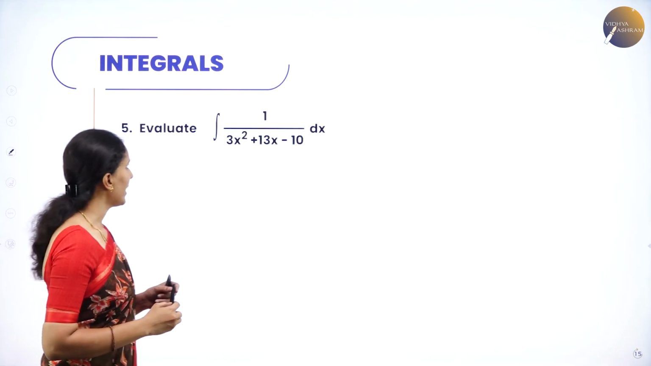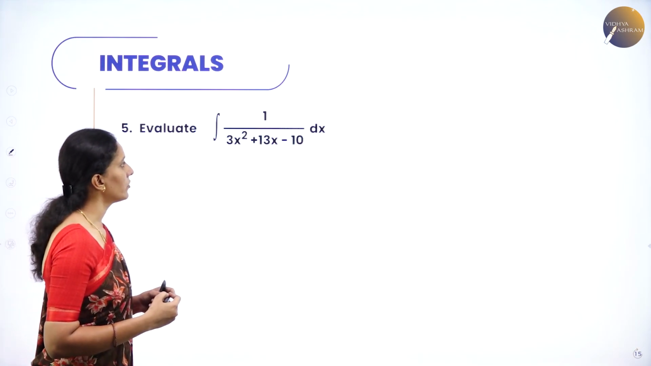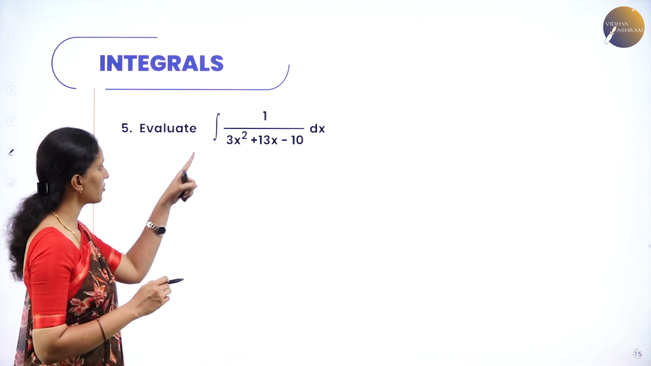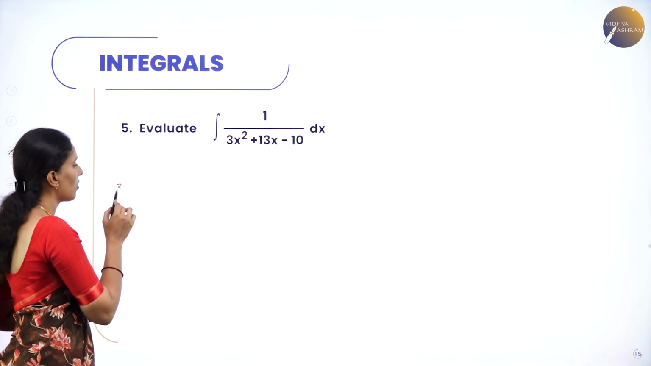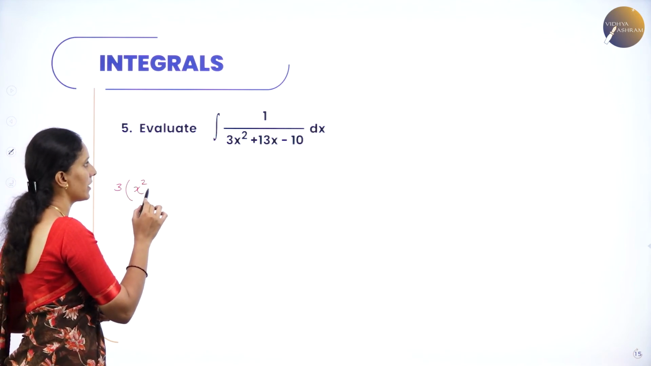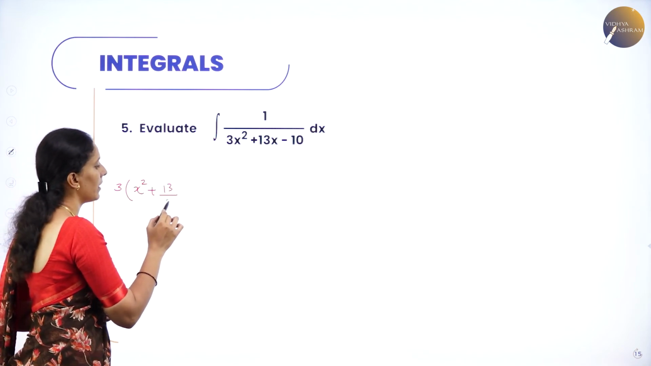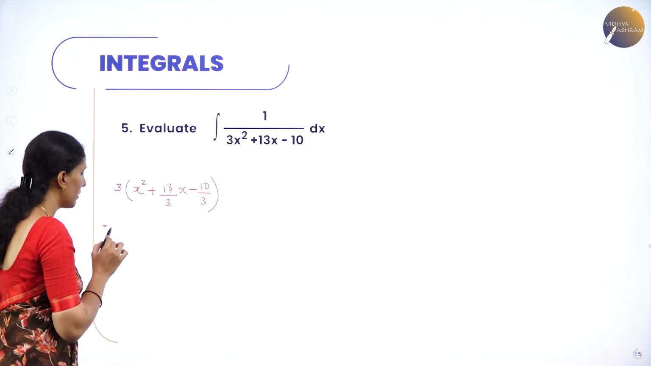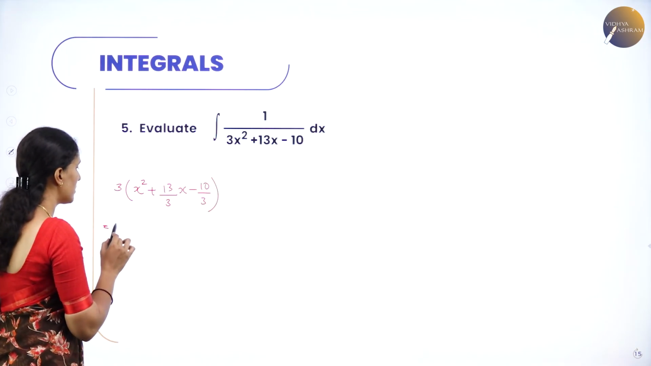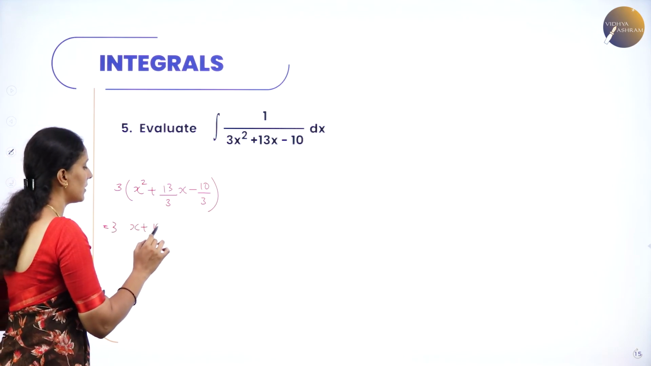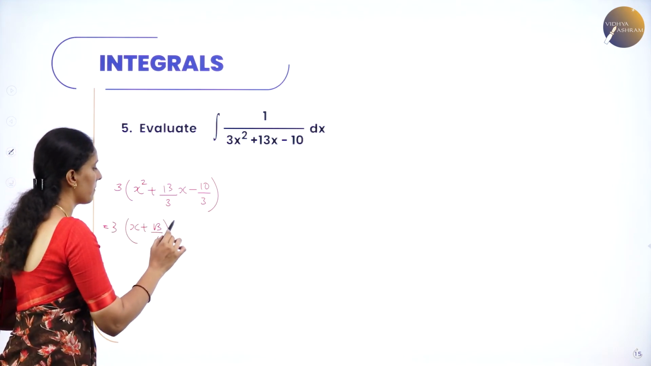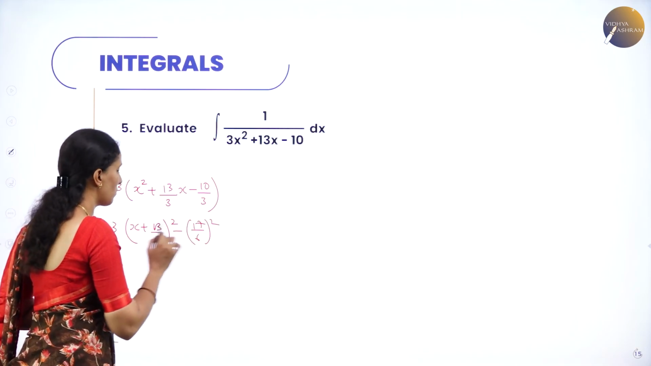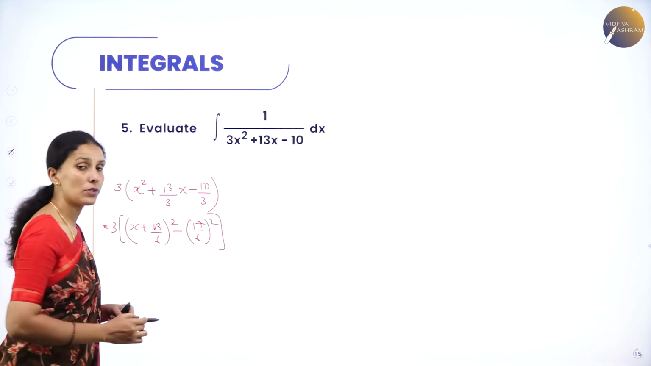So next question we have, evaluate 1 over 3x square plus 13x minus 10. So we have to find the integral of this function. When you take 3 as a common factor, it becomes x square plus 13 by 3 x minus 10 by 3. And finally this becomes (x plus 13 by 6) whole square minus (17 by 6) whole square. So this is what you will get after completing the square method.